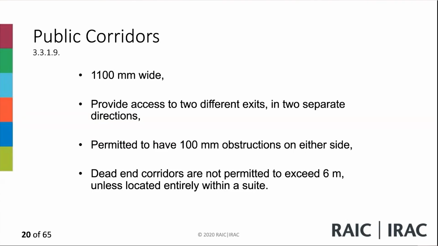So the NBC in this case is different than provincial code in Ontario. You've got to watch out for those dead ends, and maybe in Quebec too. The dead-end corridors are not permitted to exceed 6 meters unless located entirely within a suite. There are some allowances, and some provincial codes do not allow dead ends in assembly areas, and some have different limits on dead ends.